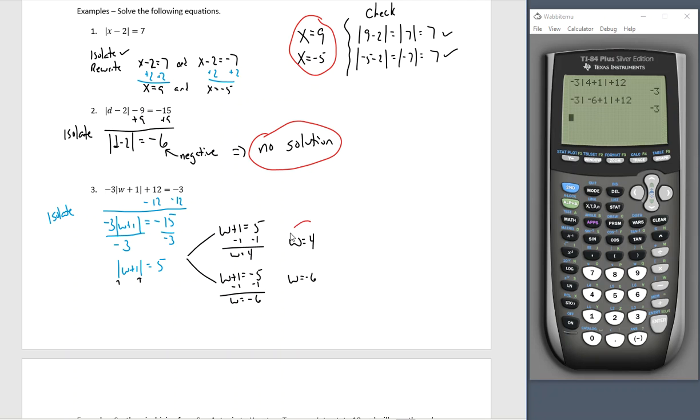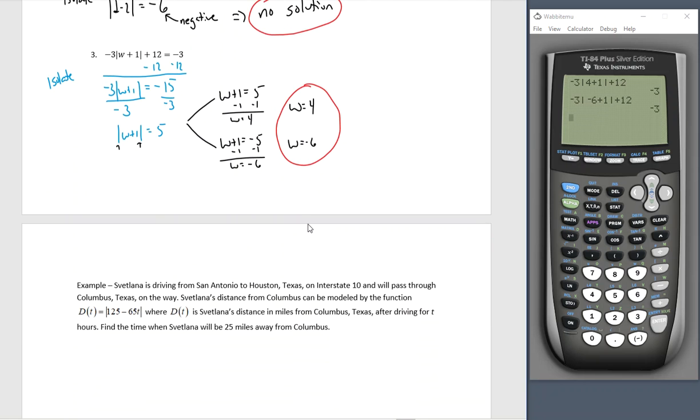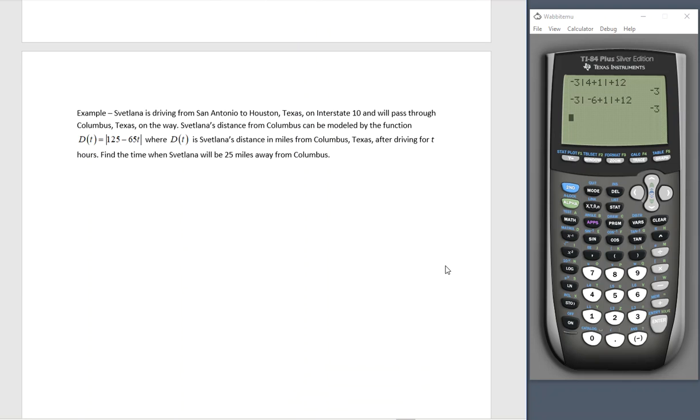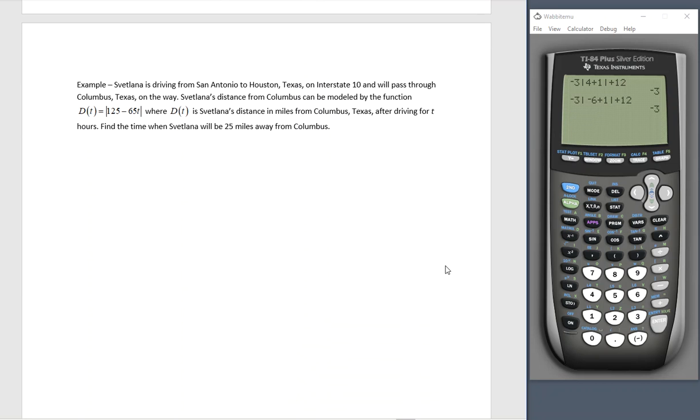Being able to check your answers is one of the best parts about math, so don't be shy. Always check them out. All right, so how might we use this in a problem? And driving is probably one of the biggest, most frequent examples we have.